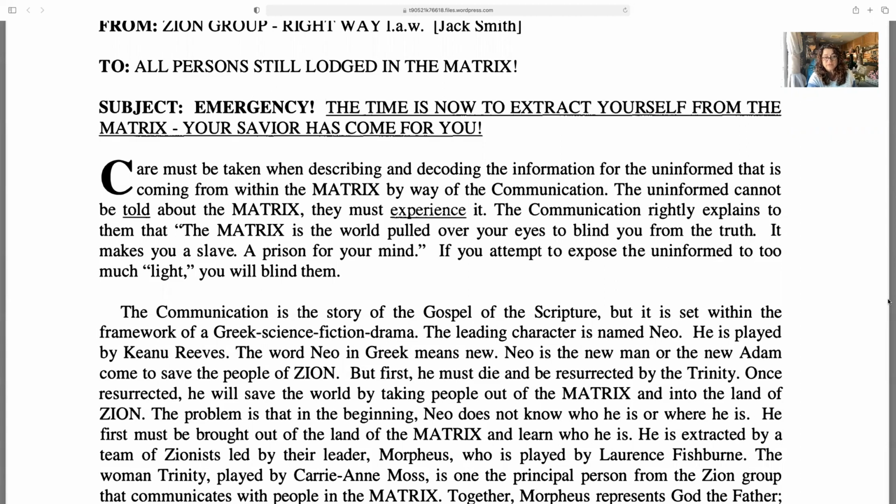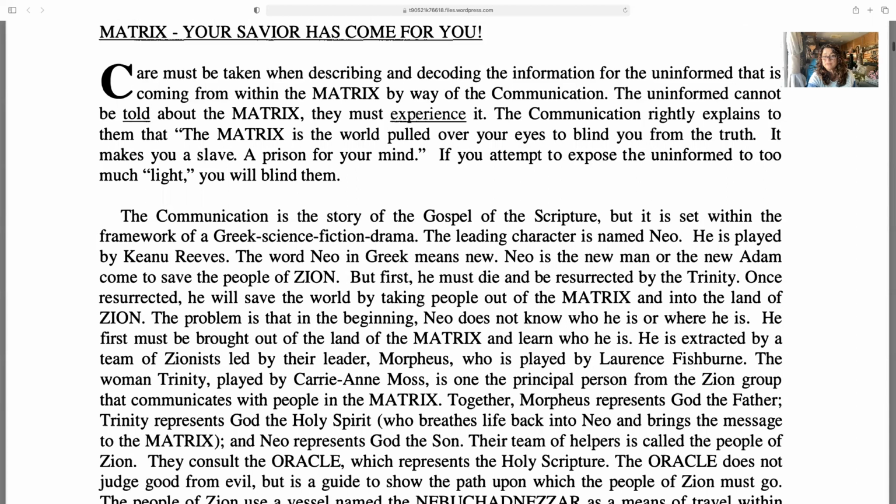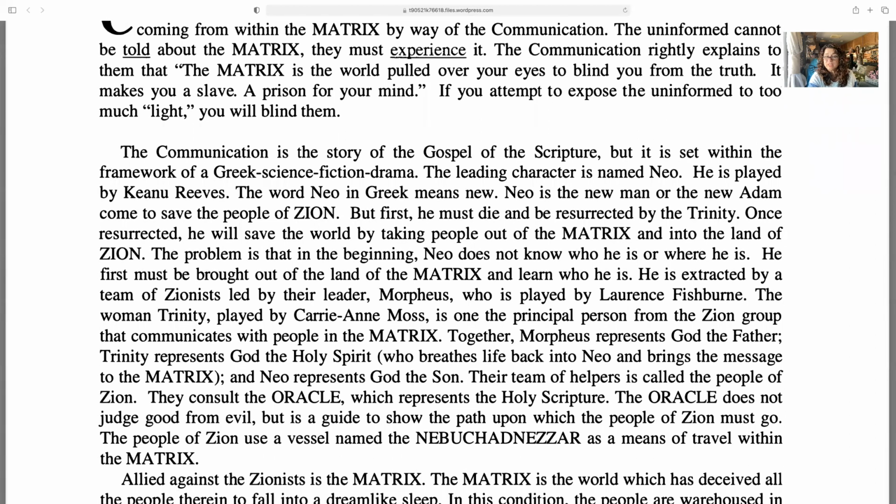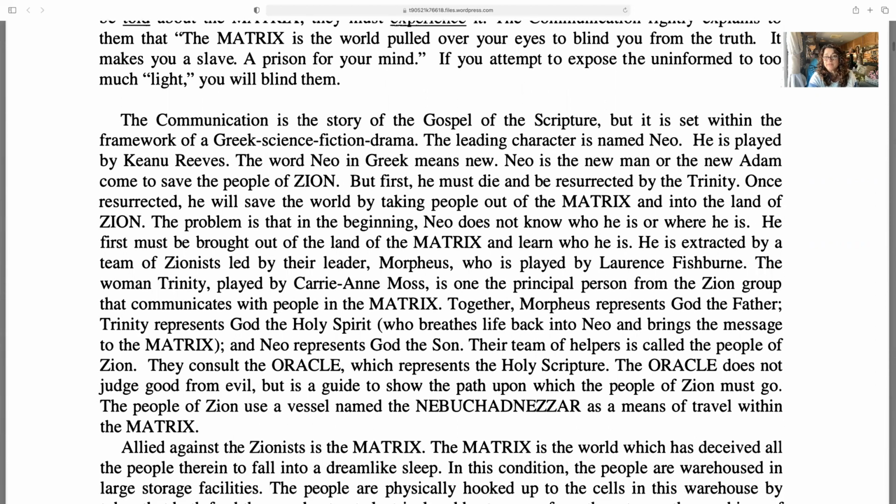The communication is the story of the gospel of the scripture, but is set within the framework of a Greek science fiction drama. The leading character is named Neo. He is played by Keanu Reeves. The word Neo in Greek means new. Wow. Neo is the new man, or the new Adam, come to save the people of Zion. But first, he must die and be resurrected by the Trinity. Isn't there a girl named Trinity in that movie? There is. Oh my gosh. Once resurrected, he will save the world by taking people out of the Matrix and into the land of Zion.